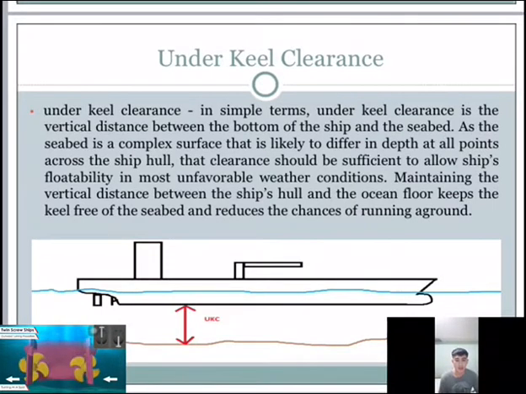Underkeel clearance. In simple terms, underkeel clearance is the vertical distance between the bottom of the ship and the seabed. As the seabed is a complex surface that is likely to differ in depth at all points across the ship's hull, that clearance shall be sufficient to allow the ship's floatability in the most unfavorable weather conditions. Maintaining the vertical distance between the ship's hull and the ocean floor keeps the keel free of the seabed and reduces the chances of running aground.